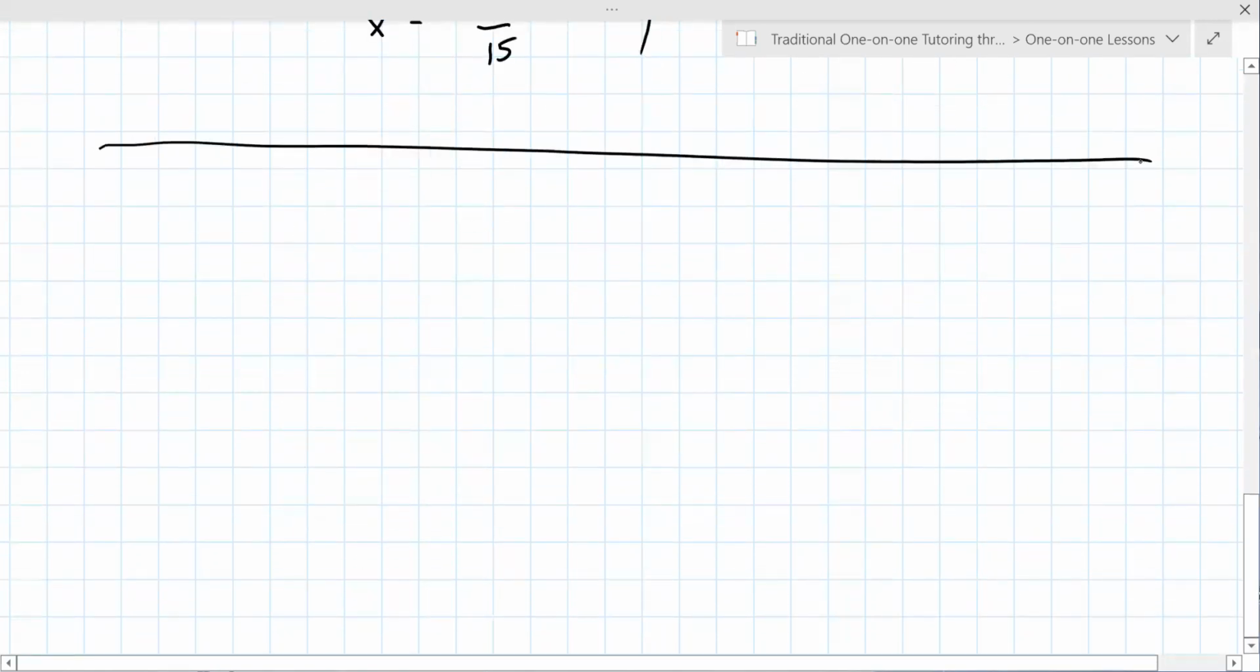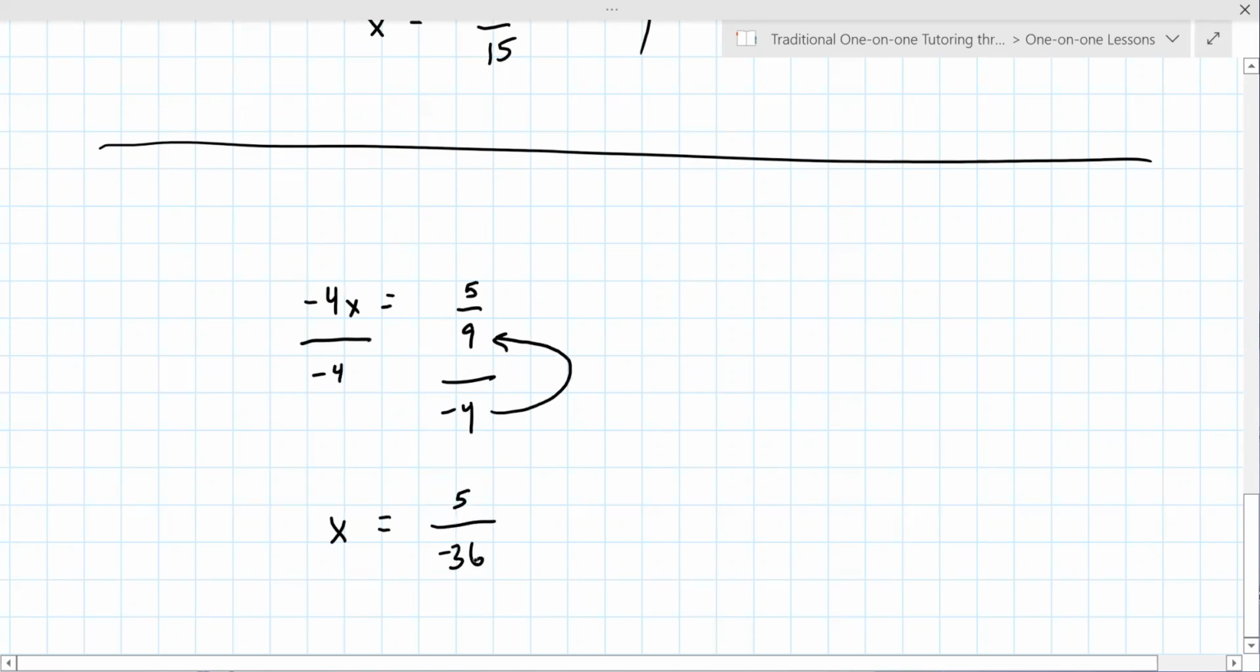So let's say it's negative 4x equals 5/9. Okay. You could divide by negative 4. And on the left, it's x. Great. But on the right, it's like, well, what is this? And we did this last time. We didn't necessarily cover this one, but this number goes right up here. It becomes 5 over negative 36. But I'm not sure that that is clear.